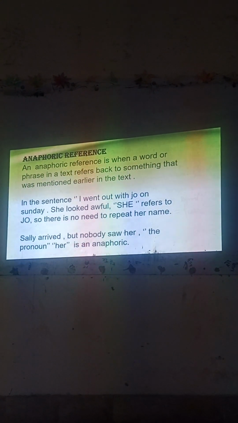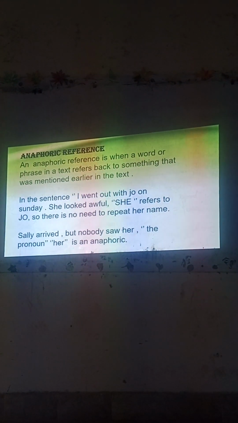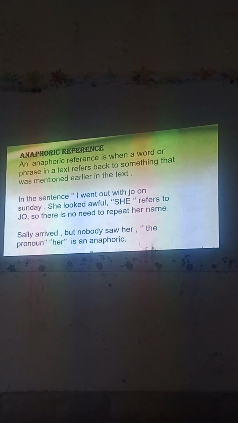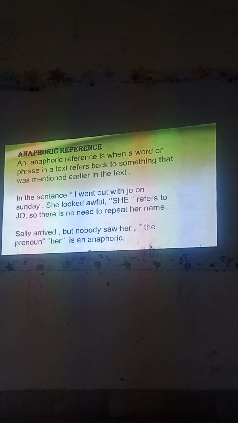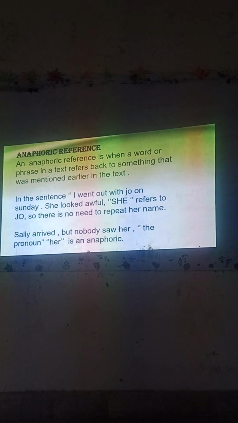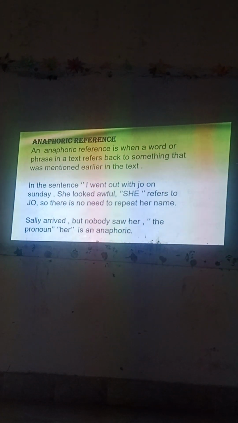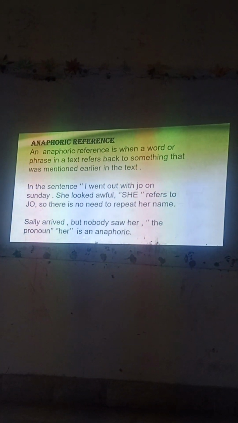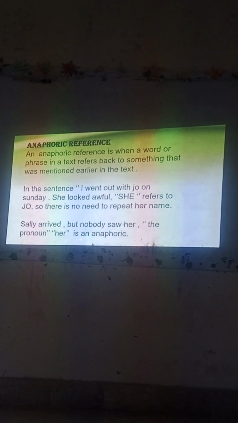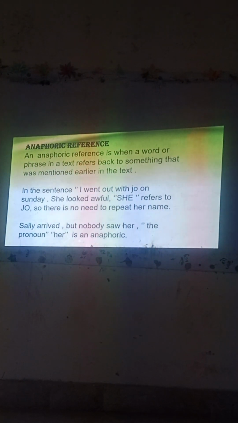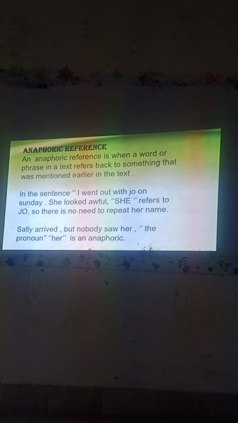There are two further types of endophoric reference: anaphoric and cataphoric. Anaphoric is referring back to something in the text. For example, if I say, I went out with Joe on Sunday, she looked awful, the she in the second sentence represents Joe in the first sentence. And if I say, Sally arrived but nobody saw her, the her represents Sally, back in the first part.